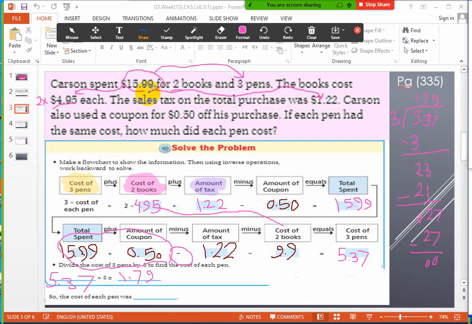Okay, you have a discount or a coupon. This discount is 0.5. So all those amounts are taken from 15.99. That means what? That means you have to subtract all those, right? That's what I said here. You have to subtract. But this coupon is a discount. That means you have to add it to this money when you want to know the cost for the pens.